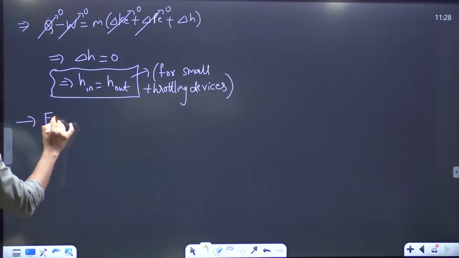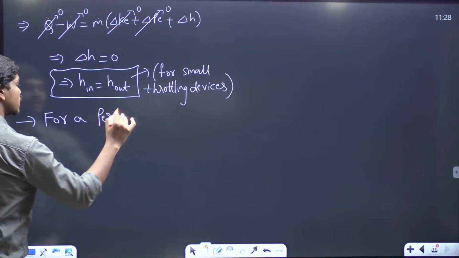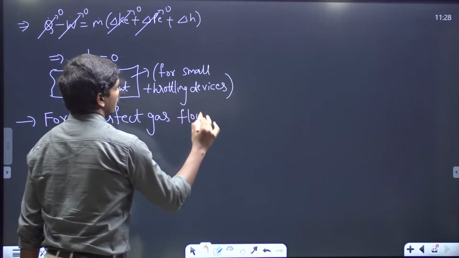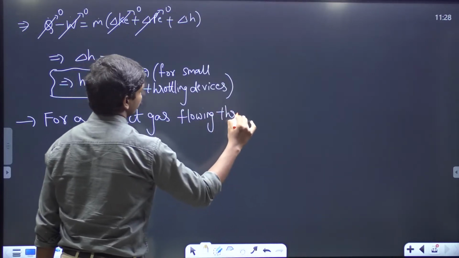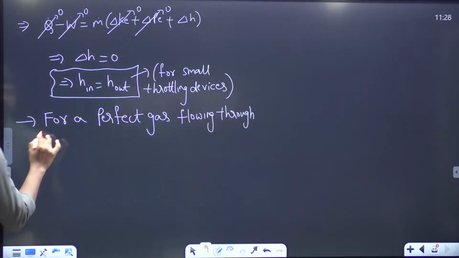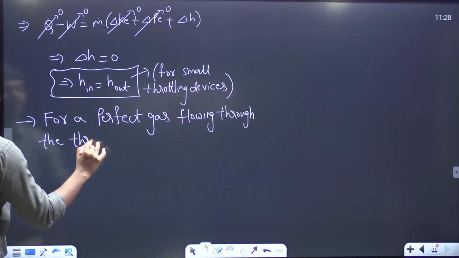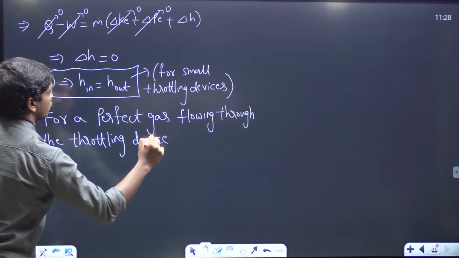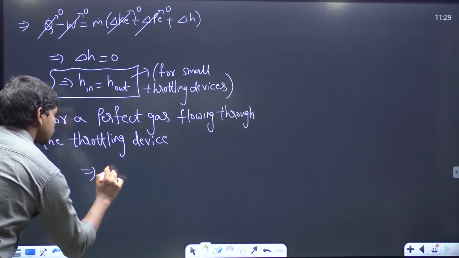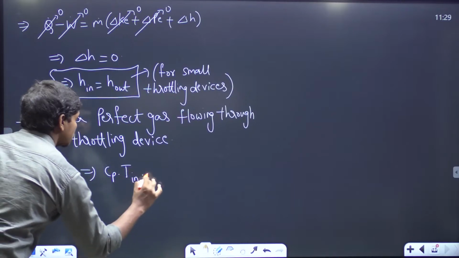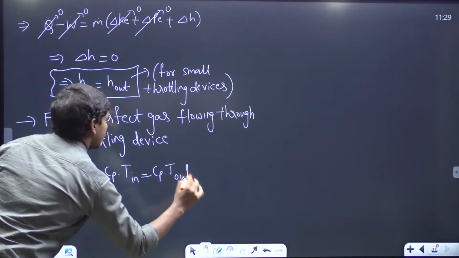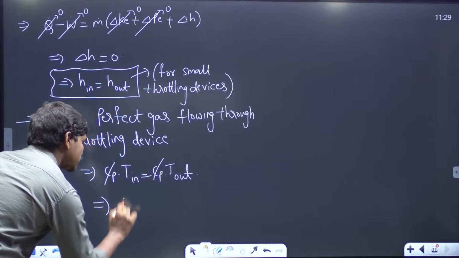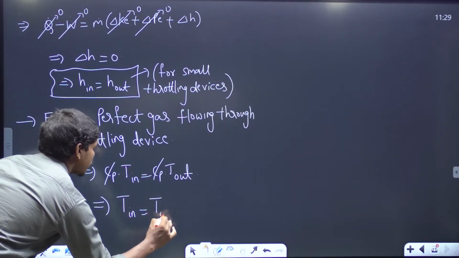Now, for a perfect gas flowing through the throttling device, what could happen? This implies Cp into T inlet is equal to Cp into T outlet. So if you see, the Cp is constant for a perfect gas at any condition, so this implies T inlet is equal to T at outlet.